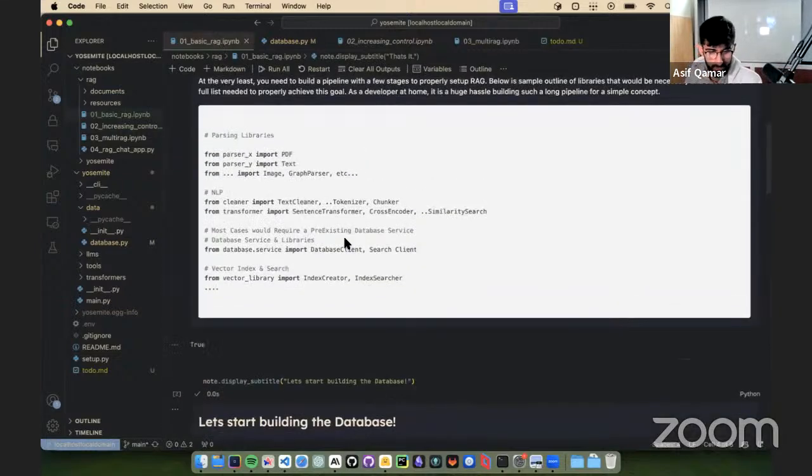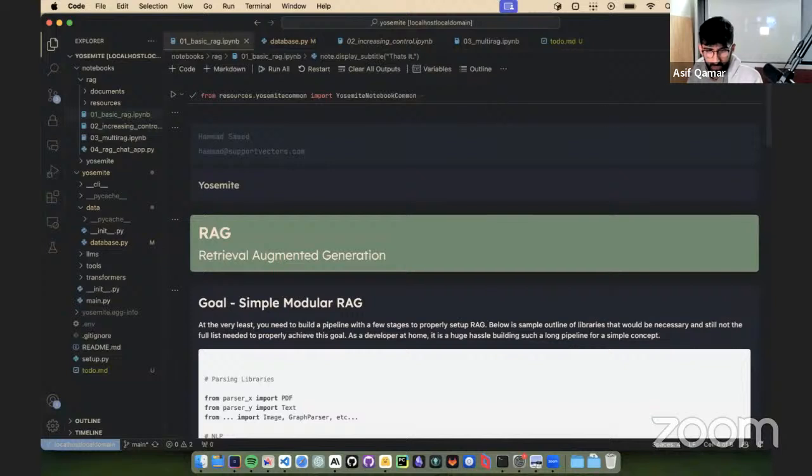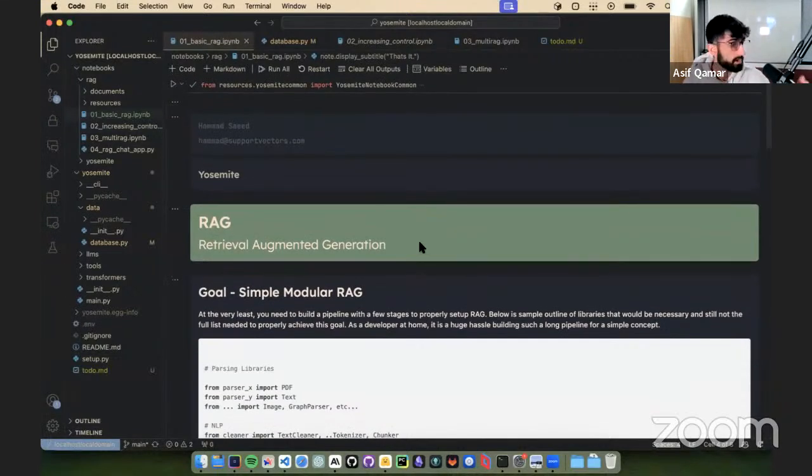Okay, so this is more, I'd say, a concept of a framework than a solution to RAG. Yes, we can hear you.